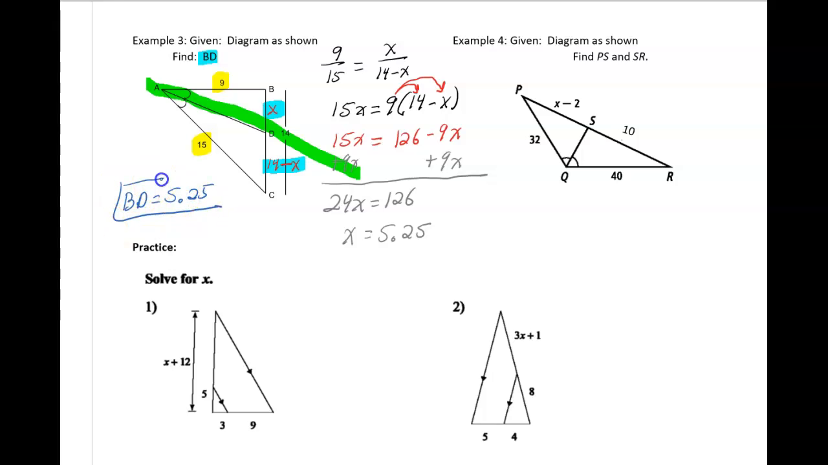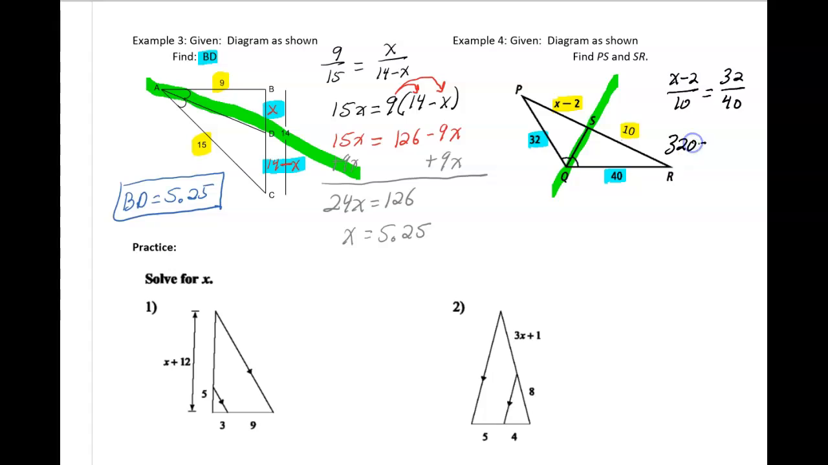I want you to pause the screen and try problem number 4 and see how you did. So for problem number 4, this is the angle bisector again. So I think of that as my fraction bar. So x minus 2 divided by 10 is equal to 32 over 40. So let me write that down. X minus 2 over 10 equals 32 over 40.